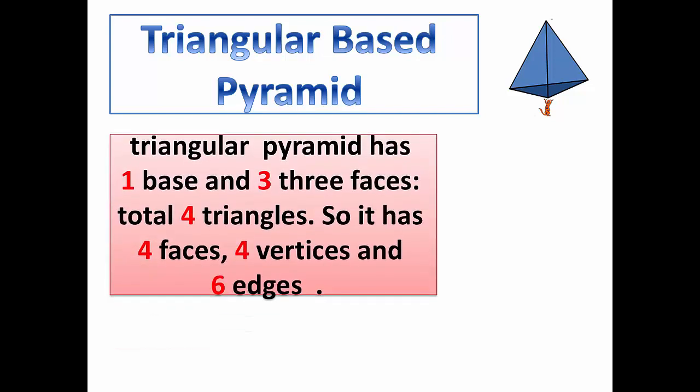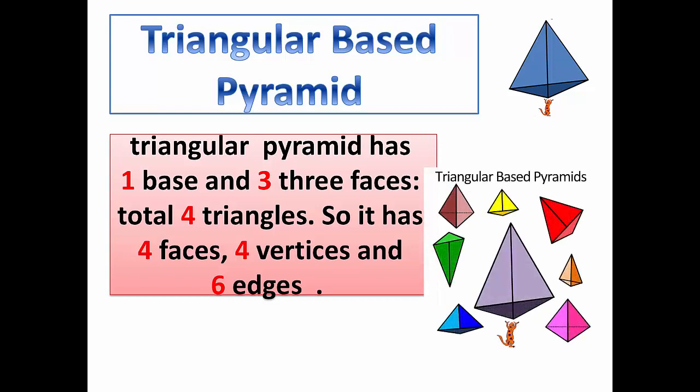And we have triangular-based pyramid. Triangular-based pyramid, because it has a base like a triangle. And we said triangular pyramid has one base and 3 faces, total 4 triangles. So it has 4 faces as triangles, 4 vertices, and 6 edges.